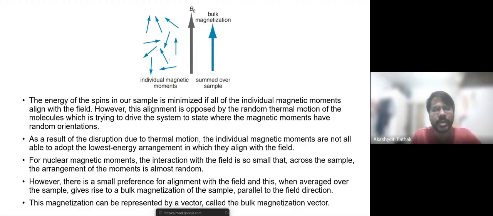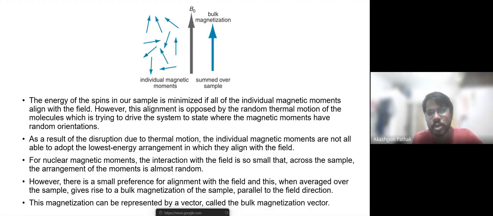So you can see that all these individual magnetic moments are randomly oriented. But in presence of a magnetic field, the net magnetic moment gets oriented in the z direction, and we get an overall net magnetic vector, which is called the bulk magnetization. So that is what is written here. The energy of the spins in our sample is minimized if all of the individual magnetic moments align with the field. All these are the individual magnetic moments. All the nuclei that are present are randomly oriented, but if all these magnetic moments align with the field, then we get the least energy.